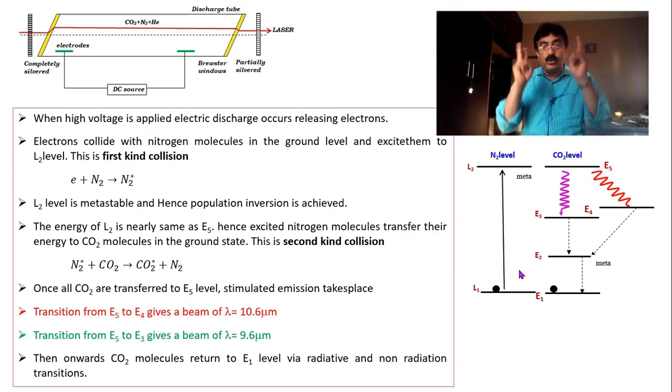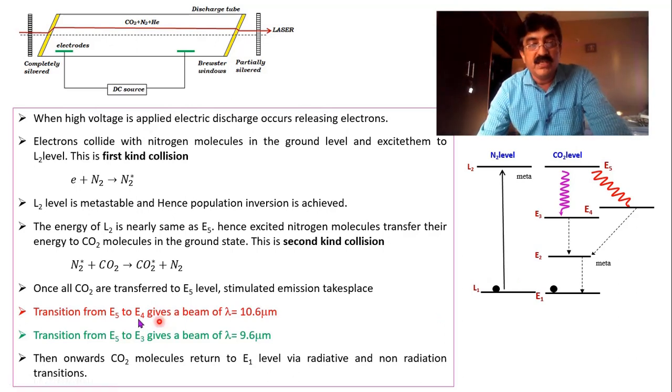I said there are two lasing actions. One is E5 to E4, that is this red color, E5 to E4. It gives a wavelength of 10.6 micrometer, and E5 to E3 gives 9.6 micrometer.